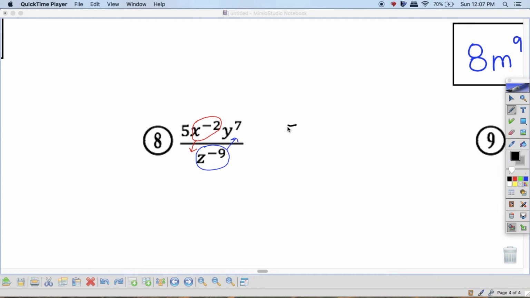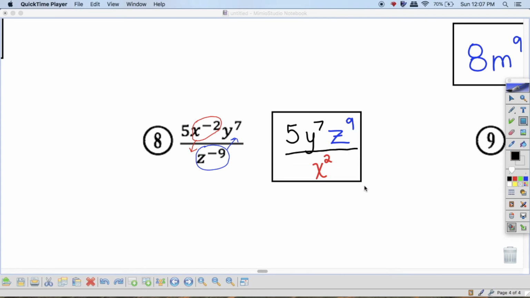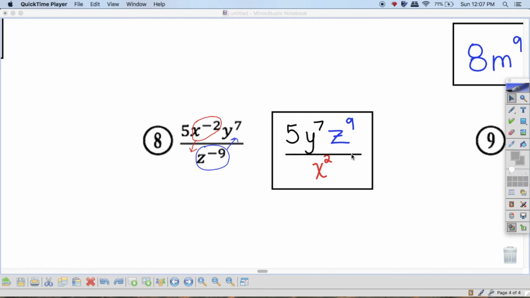Okay, so the 5 I'm not going to do anything with. The y to the 7th I'm not going to do anything with. But this z to the negative 9th would move to the top and become z to the positive 9th. X to the negative 2 on the top would be an x to the positive 2 on the bottom. So negative exponents, we just move across the line and change the sign. Negative on the bottom moves to the top. Negative exponents on the top move to the bottom, and only move what it is attached to.